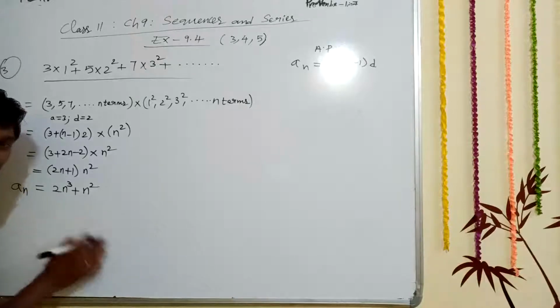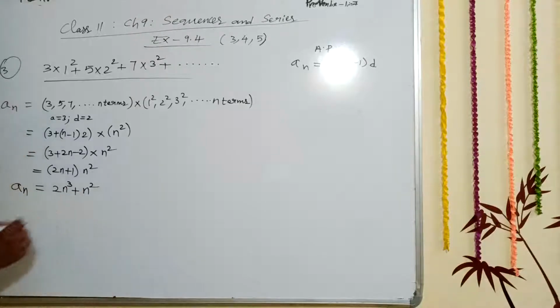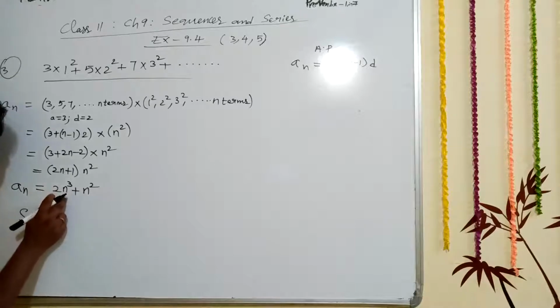After that, we need to go for the summation of this. So now we can write Sn is equal to. First, we can write 2 instead of n. What we need to write is k.